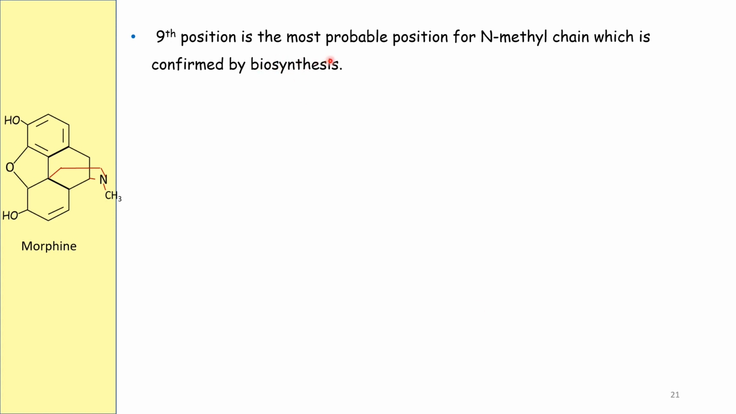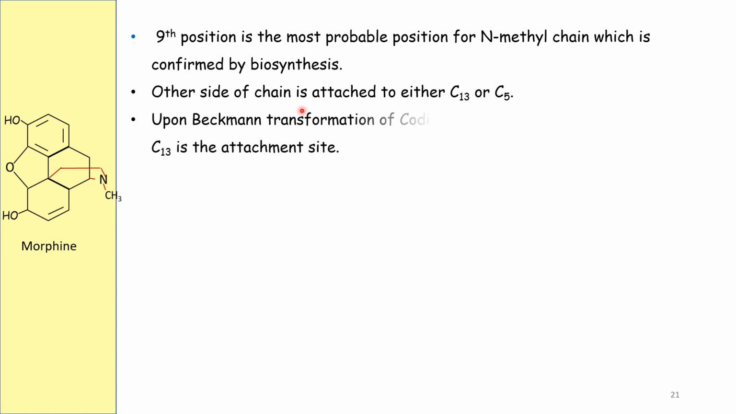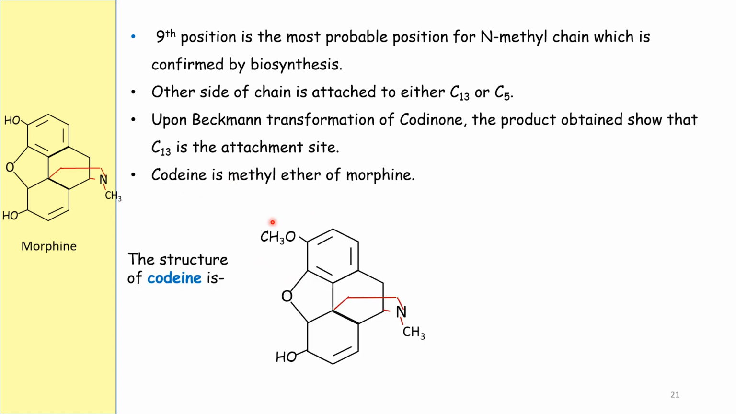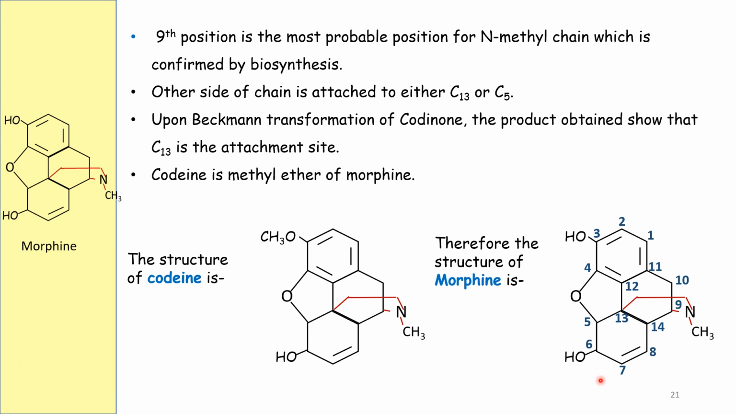The ninth position is the most probable position for the N-methyl chain because it is confirmed by biosynthesis, and the other side of the chain is attached to either C13 or C5. Upon Beckmann transformation of codeinone, the product obtained shows that C13 is the attachment site. And as codeine is the methyl ether of morphine, the structure of codeine is like this. This is the structure of codeine, which is the methyl ether of morphine. And this is the position of the N-methyl side chain. And thus the structure of morphine is like this. This is the structure of morphine.